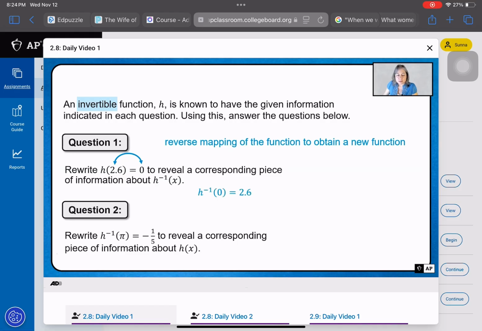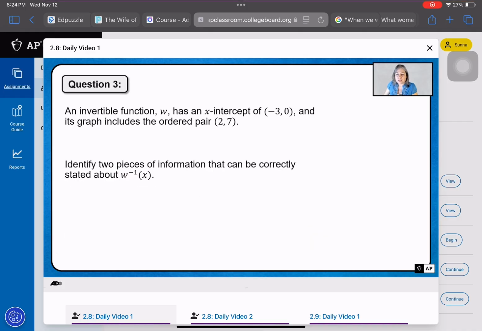We're going to swap our input and output to obtain our new mapping, and we get h inverse of 0 is 2.6. Looking at question 2, we want to rewrite h inverse of pi equaling -1/5 to reveal a corresponding piece of information about h. So we are going to think about reversing our mapping, and we obtain the result of h of -1/5 equaling pi.